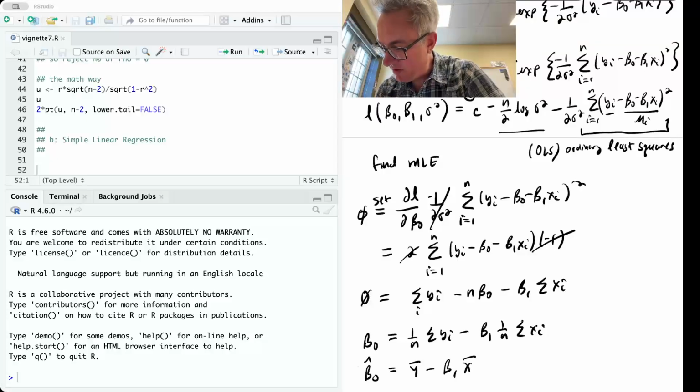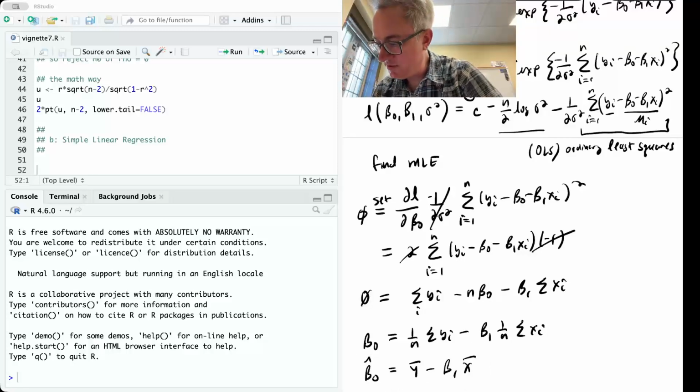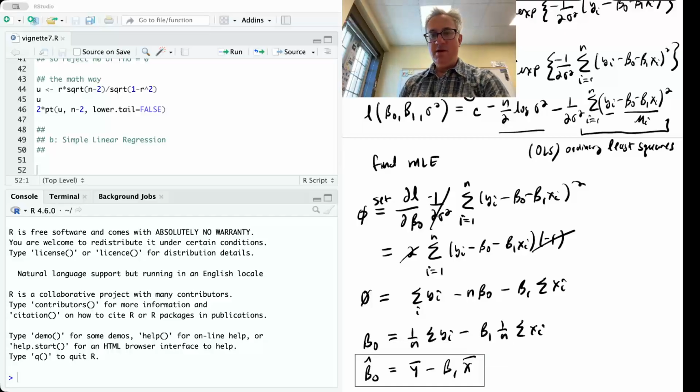So this is my estimate of the, I like to make those nice boxes. So let's do that. Okay, so there's my nice MLE for the intercept.